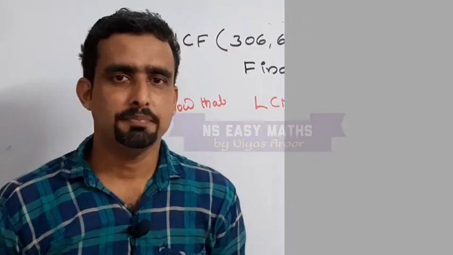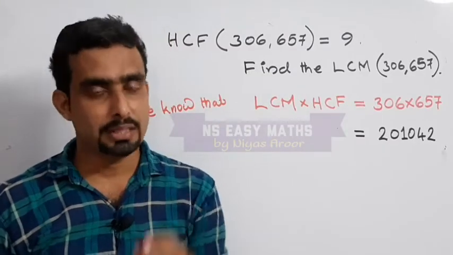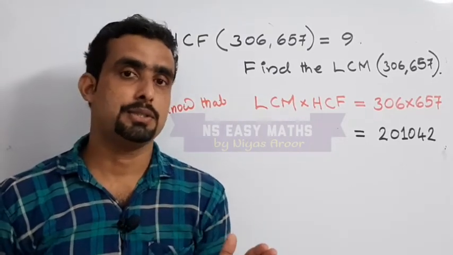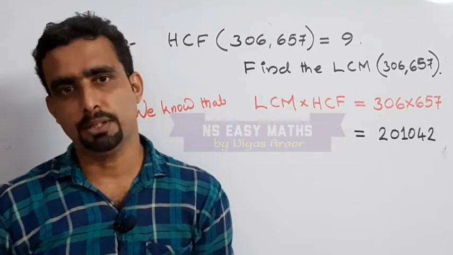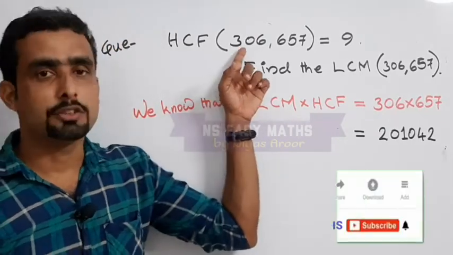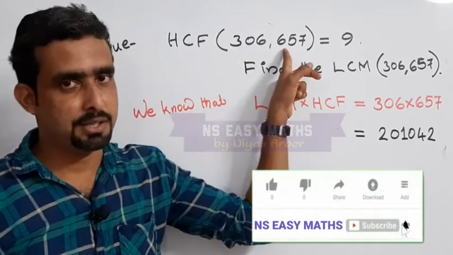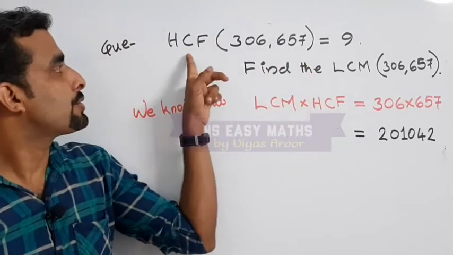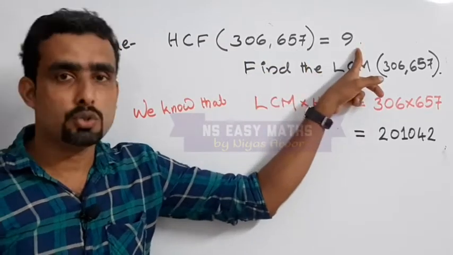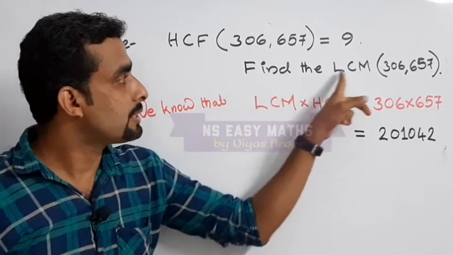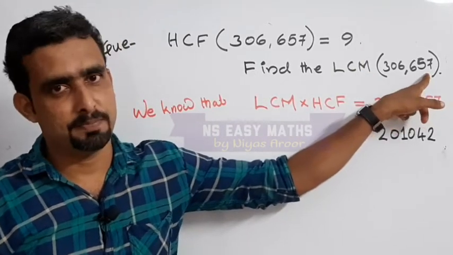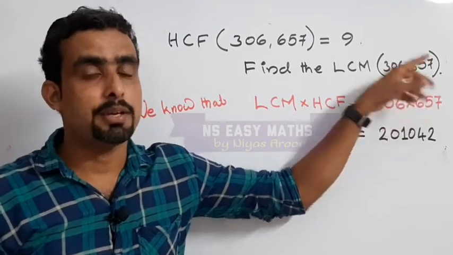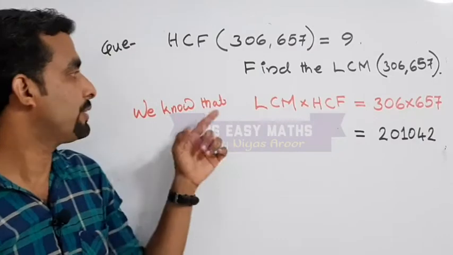Okay, we can do one question by using the connection between LCM and HCF with the given two numbers. Here, two numbers 306 and 657 are given. It is a question in your textbook. Given the HCF of these two numbers is equal to 9. The question is, find the LCM of the same numbers. No need of prime factorization here to find the LCM. We can apply the connection between these.